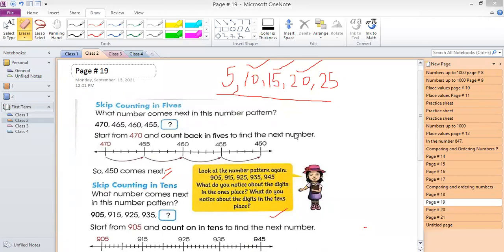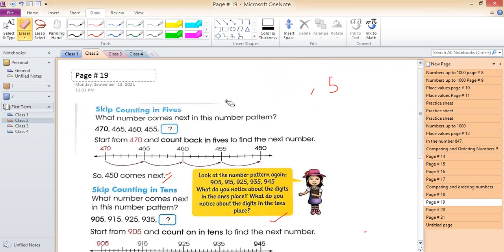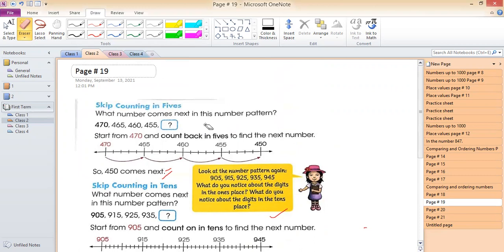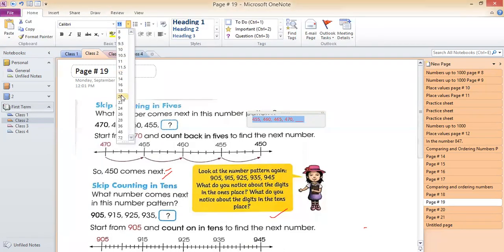Very good. You can open your 5 fingers and count on your fingers as well. This was the easy example, guys. Now here, we will take the book example. Let's suppose this is 455, 460, 465, 470. Then what will come next? Before coming to the book example, look at this pattern.